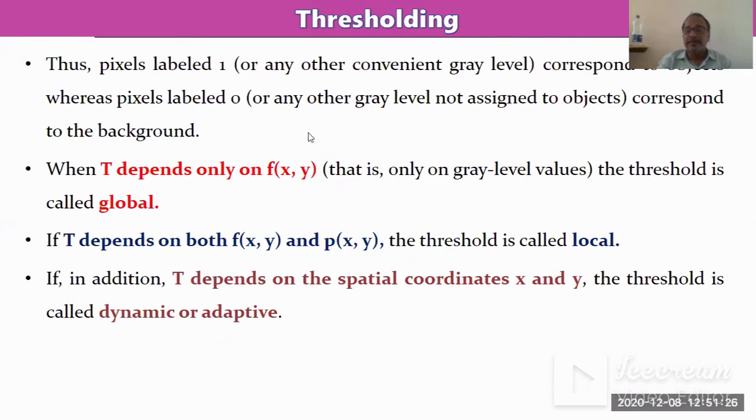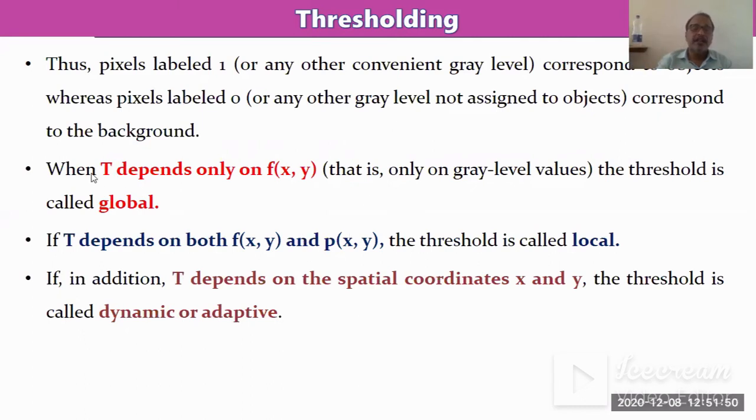We saw earlier that if the value is greater than T, it is considered as foreground, and if the value is less than T, it is considered as background. So the label 1 represents the object or foreground, and the value 0 is treated as background.